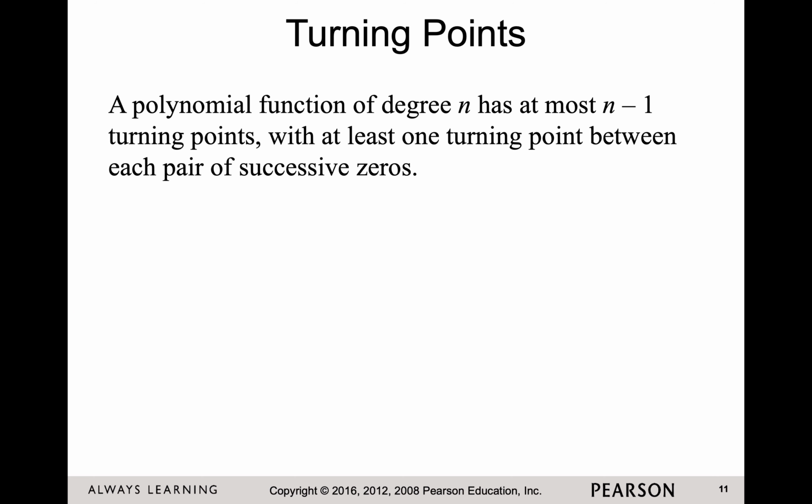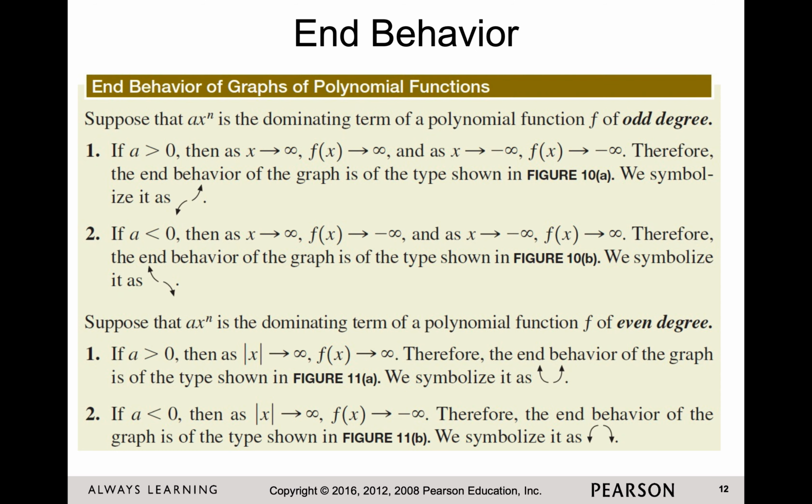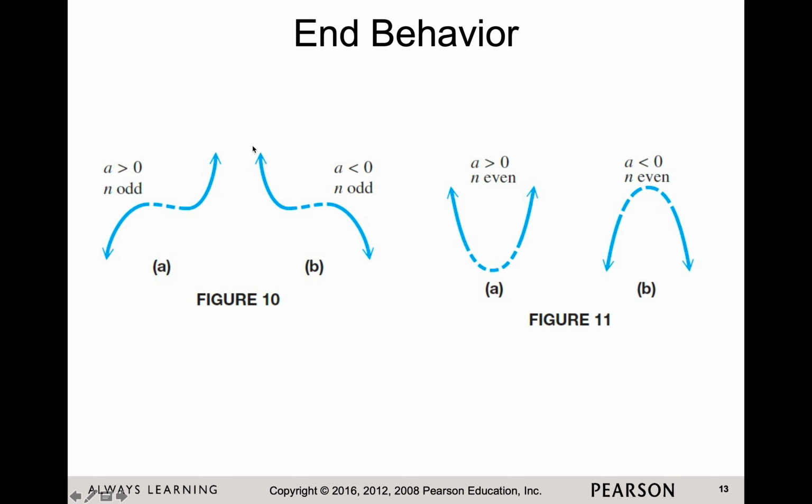So turning points are points where the graph literally takes a turn. So in a cubic, imagine this right here is a cubic. That middle point in the cubic is a turning point because I'm going down on one side and then I stop and I'm going up on the other. So that has to do with end behavior.